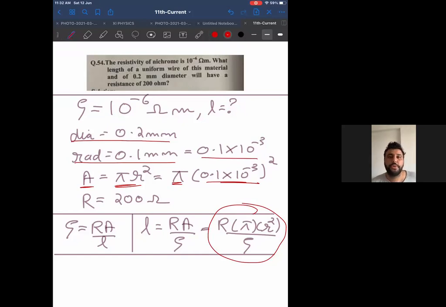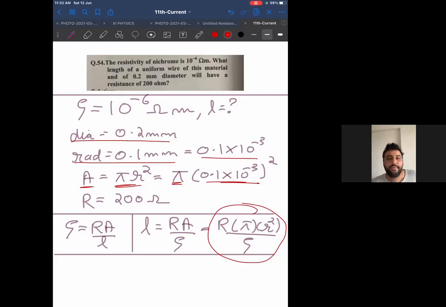You have to just substitute the values and simplify. R is given as 200, pi you leave it as pi, small letter r square. You can keep pi as it is, or you can substitute as 3.14.